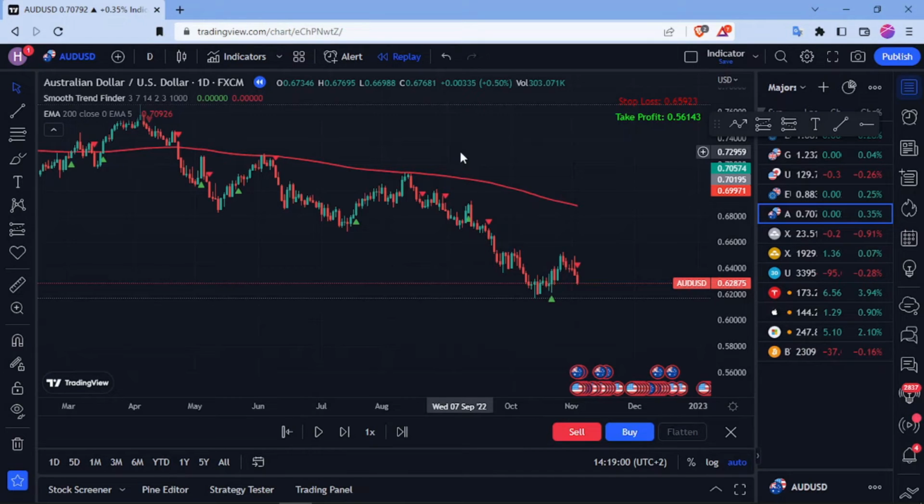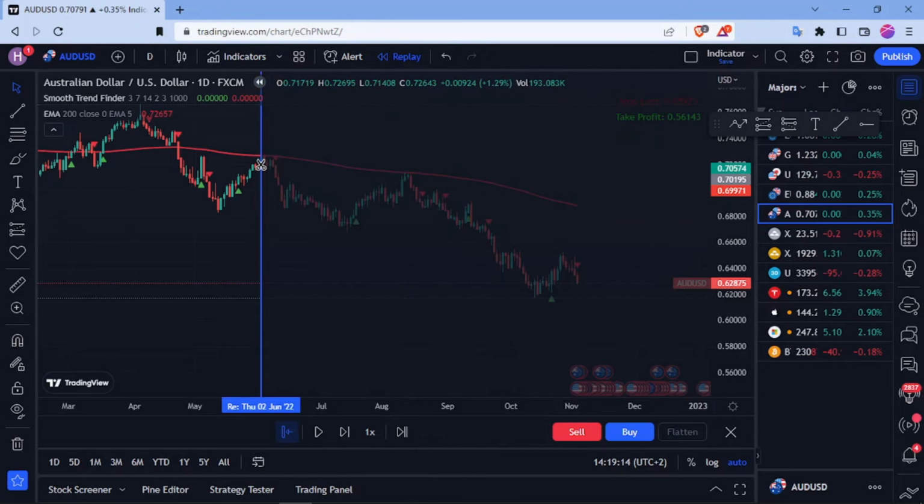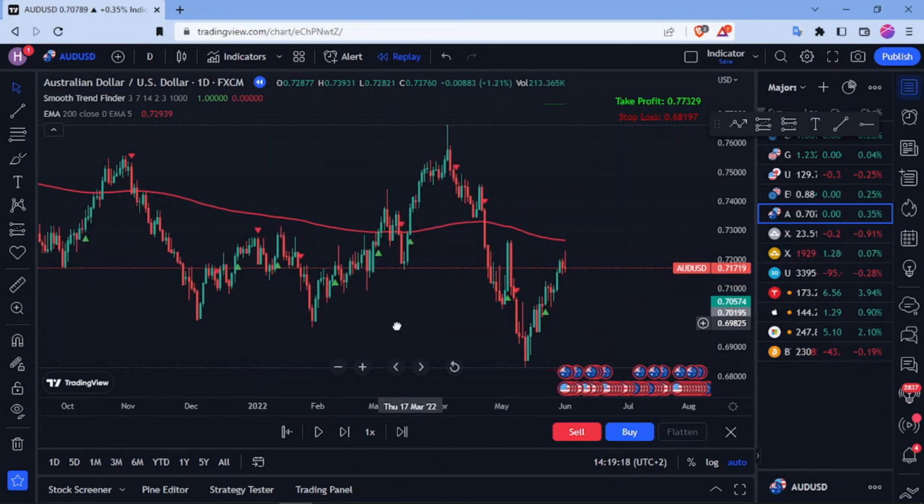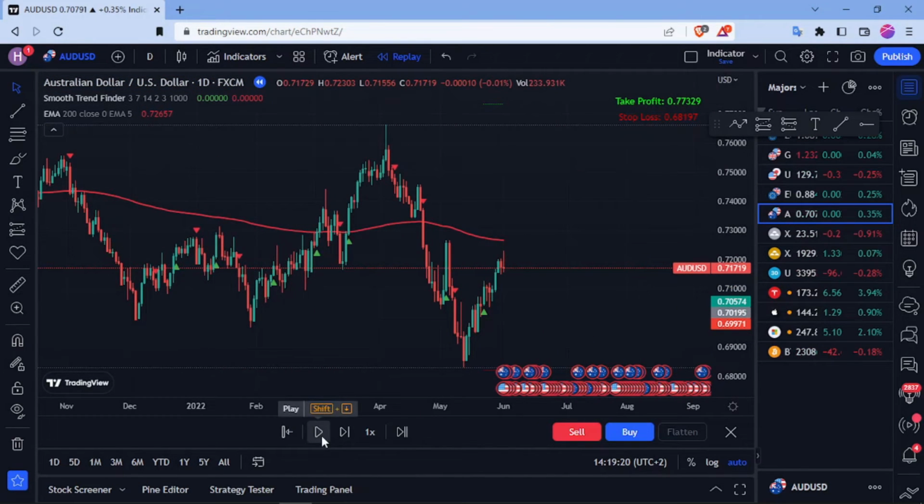This strategy has a few confirmations, and the first being price needs to be either above or below the moving average. When price is below the moving average, you're only looking for sells. And when price is majority above the moving average, you're only looking for buys.